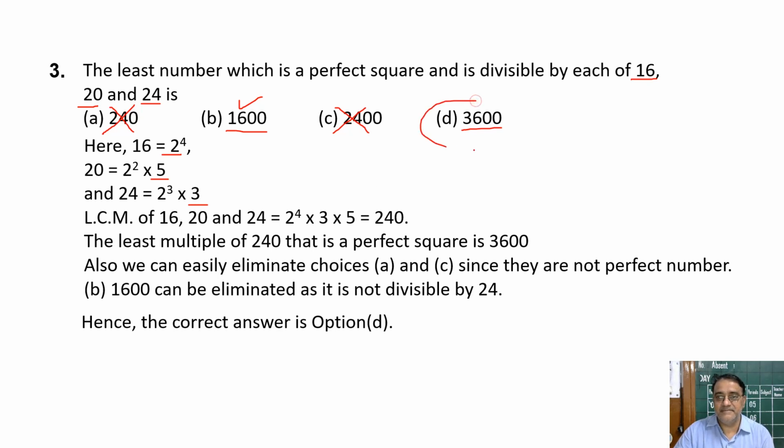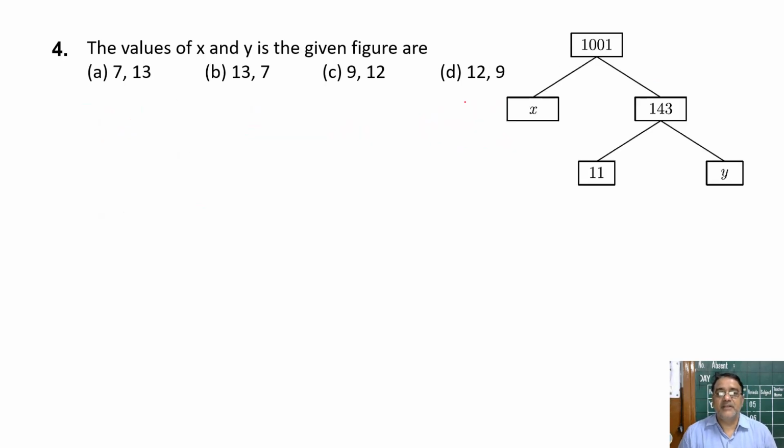Is this clear? Yes, sir. We can do it in two ways. So this is the second method. Now we are moving toward question number 4. The values of x and y in the given figure are. The given number is 1001. Now 1001 we can write as 143 into 7, because here the unit place is 3, and 3 multiplied by which number gives 1 in the unit place?